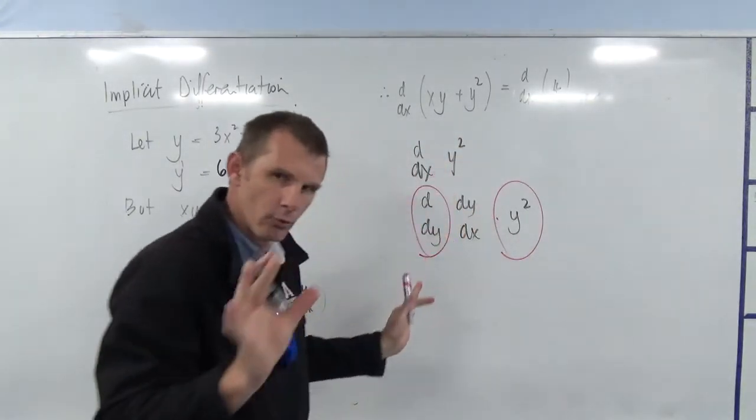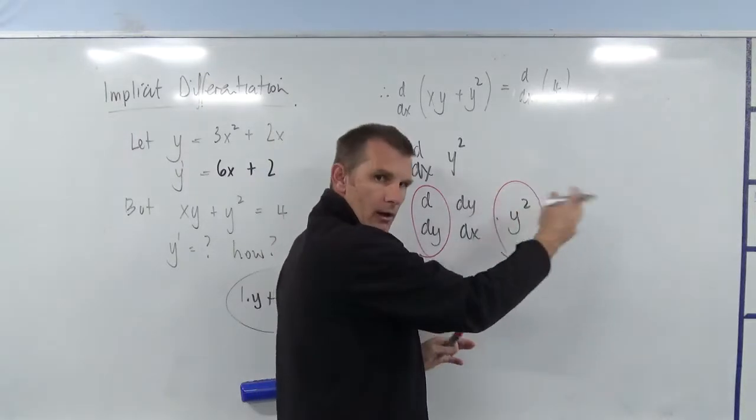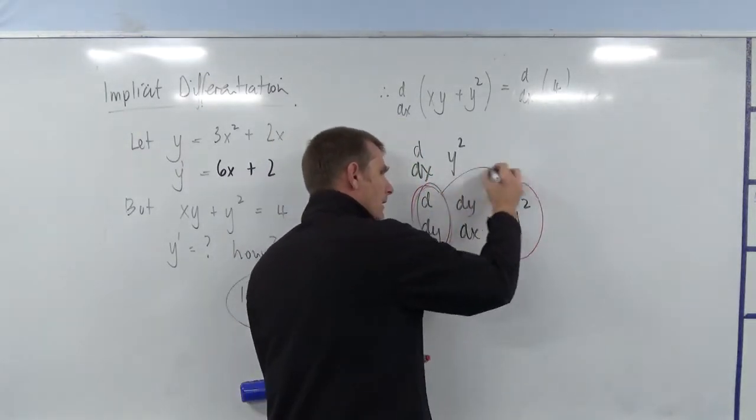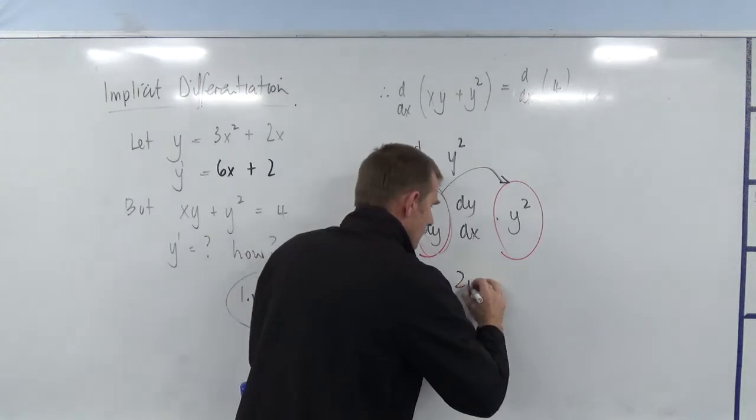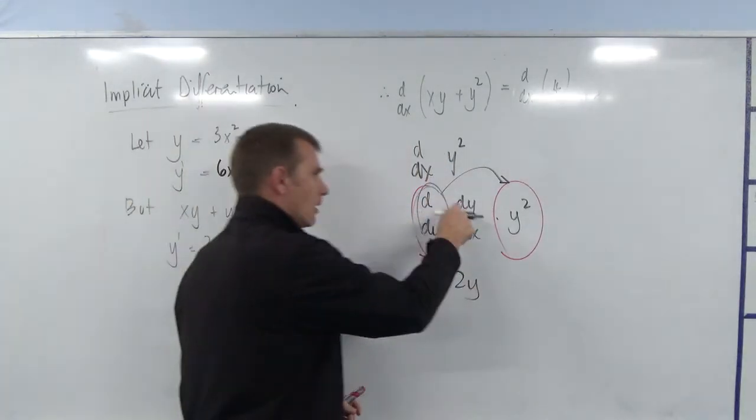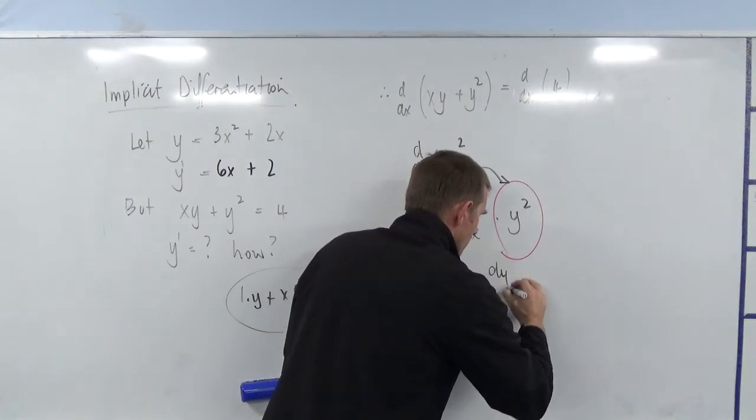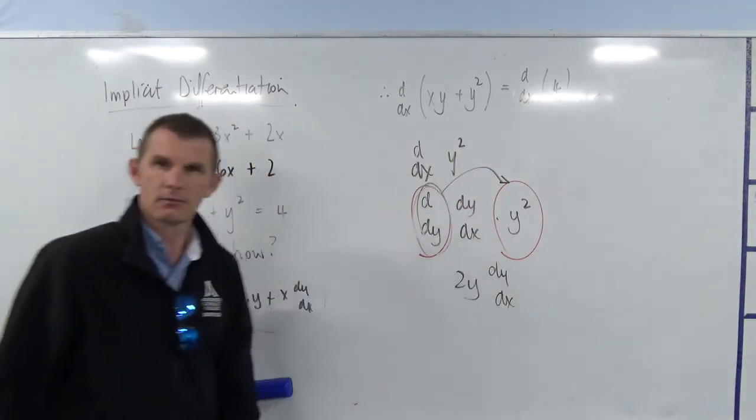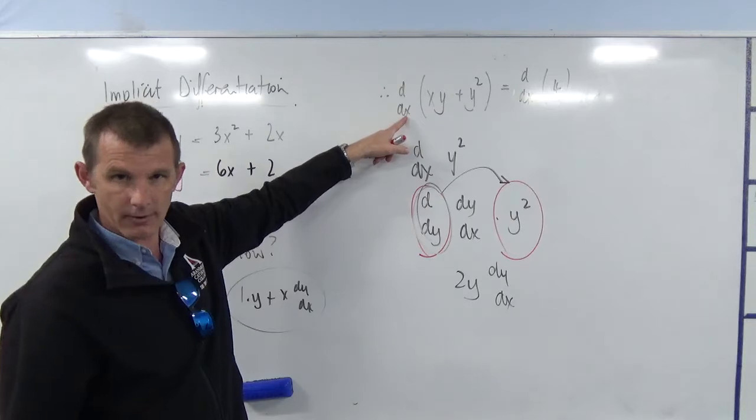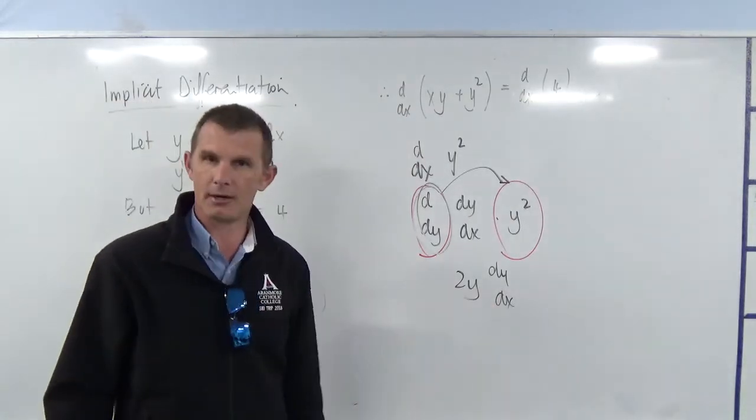That means all my normal rules apply. Power out front, lower the power by 1. When I apply d dy to that, I get 2y. Power out front, lower the power by 1. Multiplied by dy dx. So the derivative of y squared with respect to x is 2y dy dx.